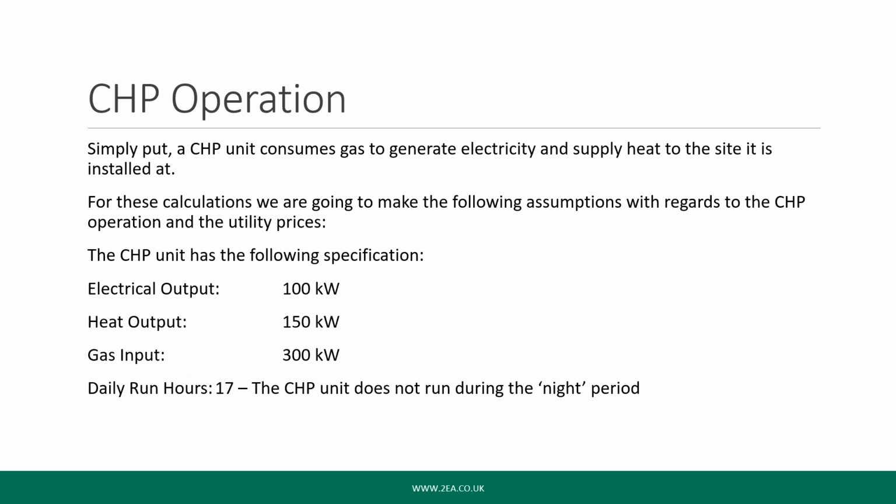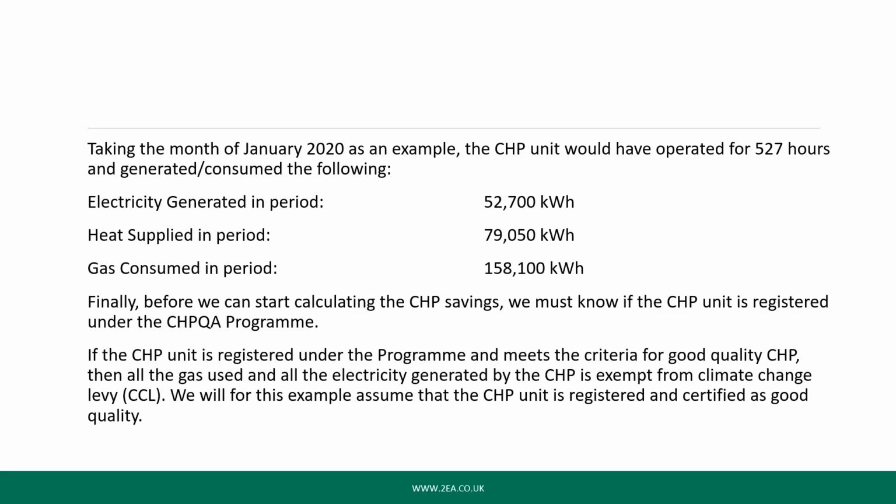So simply put, a CHP unit consumes gas to generate electricity and supply heat to the site it is installed at. For these calculations, we're going to make the following assumptions with regards to the CHP operation and the utility prices. This is a relatively small scale CHP unit, most commonly found in leisure centres or hotels. We'll also assume that the CHP operates 17 hours a day. Therefore, it does not run during the night period. So taking the month of January 2020 as an example, then the CHP unit would have operated for 527 hours and generated and consumed the following.